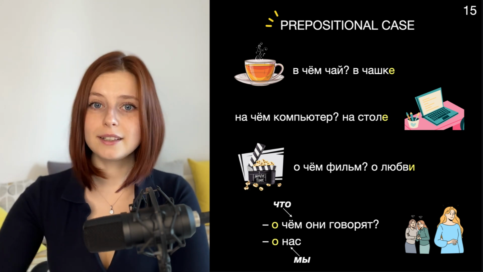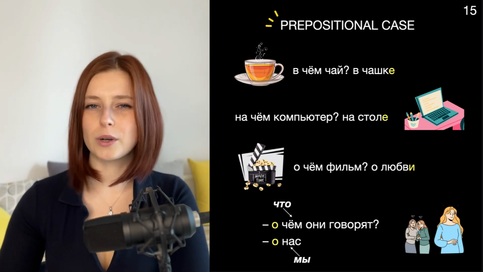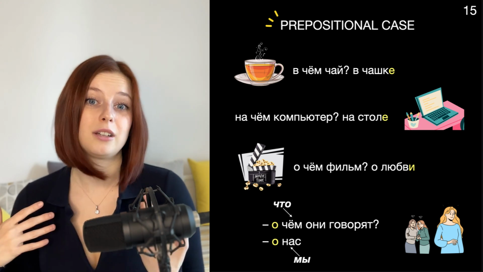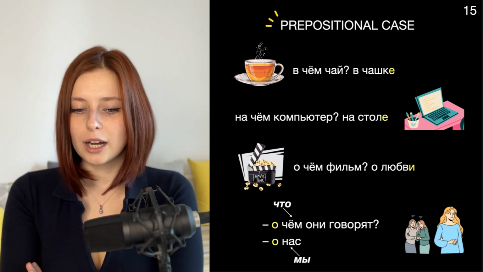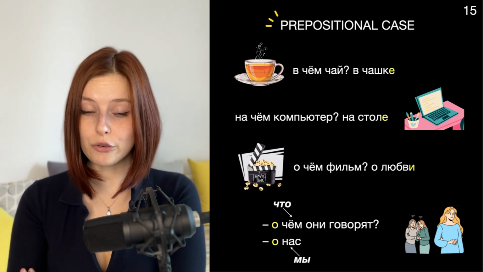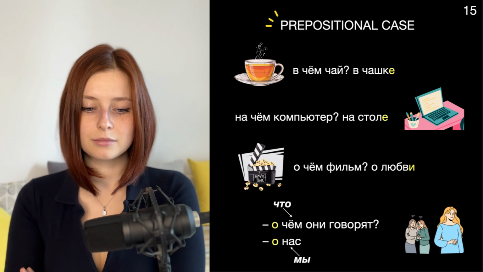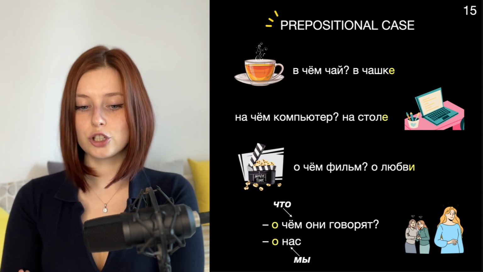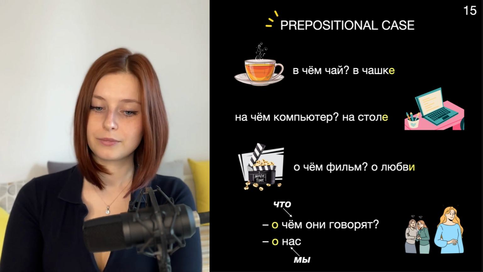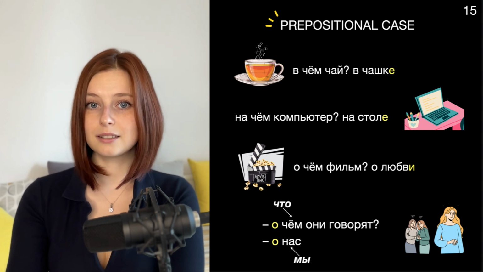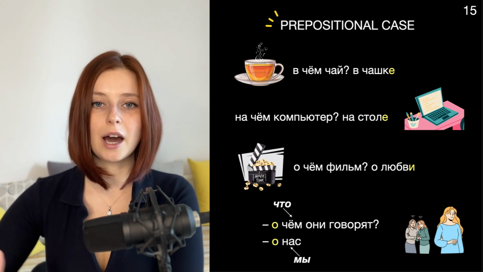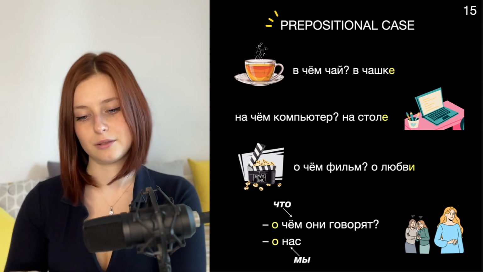О чем они говорят? What are they talking about? О нас. What else? They have nothing to talk about. Just us. Just gossiping. So, you just can remember. Whenever there is a about, of, it's prepositional case. So, что becomes чем because of о. And нас. It's also мы normally, but о нас. We cannot say о мы. We have to say о нас, right?